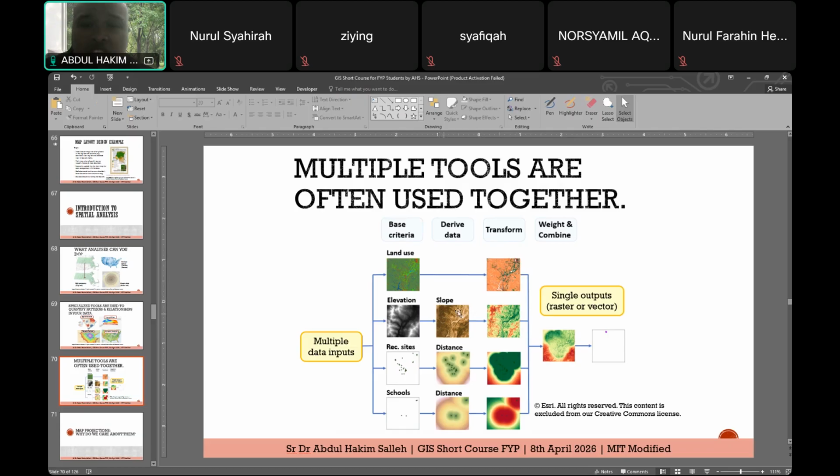Okay, the slope data can also be modified in order to see much more clearly which part is the lowest area and which part is the highest area. Okay, like this. And then distances, it can produce something like this.